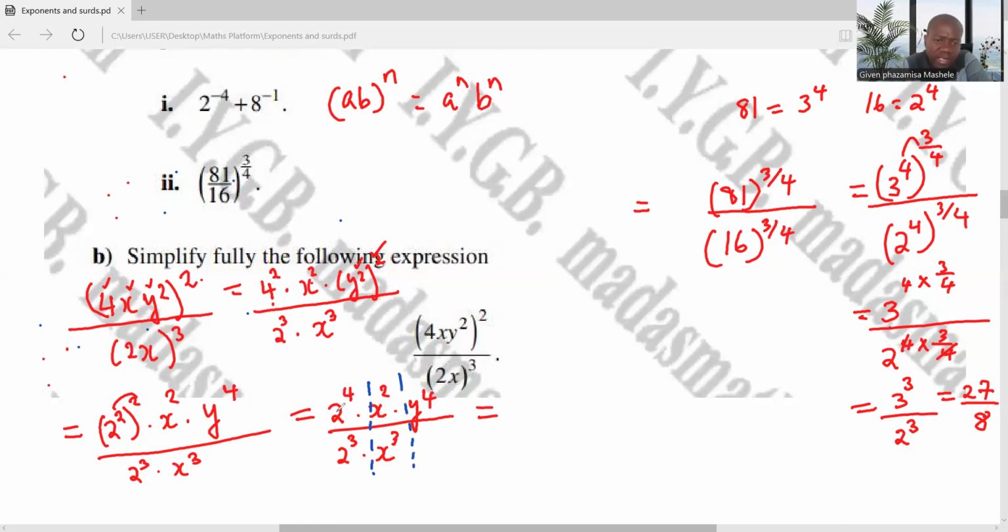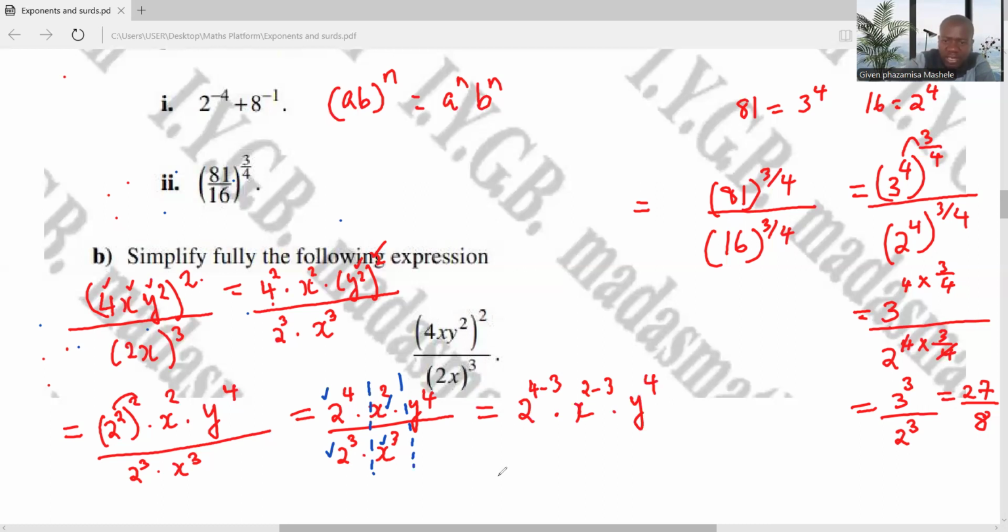Here we have the same base, 2 and 2 are the same base, x and x are the same base. What do we do? We take one base, we're going to start with the first base of 2. So we take one base of 2 and we subtract the exponents. This will be 4 minus 3, multiplied by, now we are moving on to x. Now the base is the same. We take one base and we subtract the exponent, taking the numerator and subtracting the denominator. So it's 2 minus 3. But still, this one will not change. It will just be y to the exponent of 4.